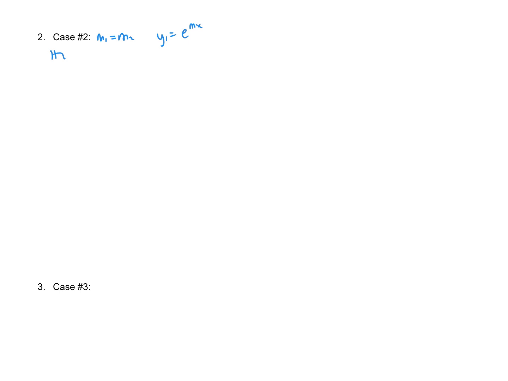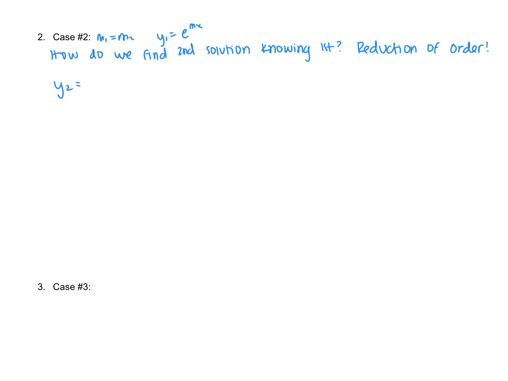So the question is, how do we find a second solution if we know the first? Well, of course, hopefully in your mind, you're thinking reduction of order. Woo! What we did the last set of notes. So if we remember from reduction of order, our second solution is going to be the first solution times the integral of e to the negative integral of p of x dx over y1 squared dx.